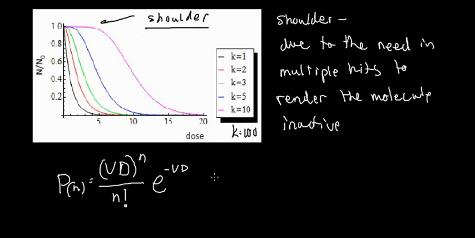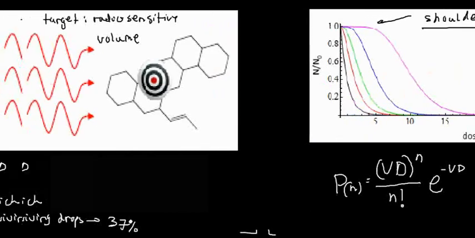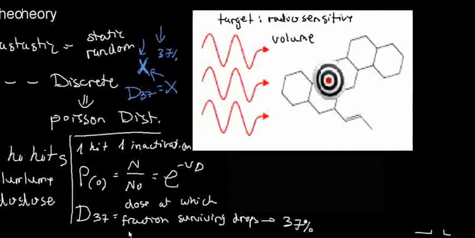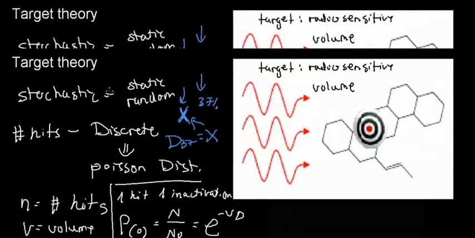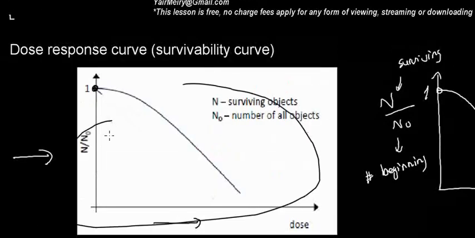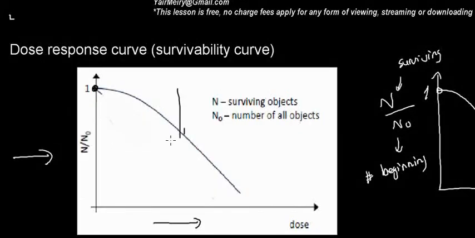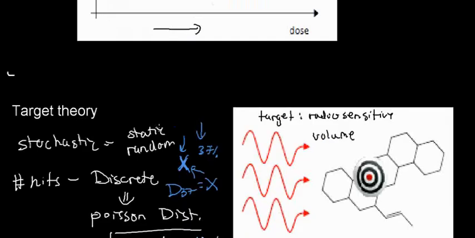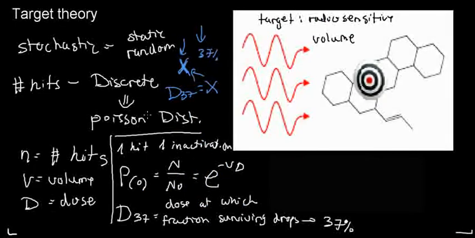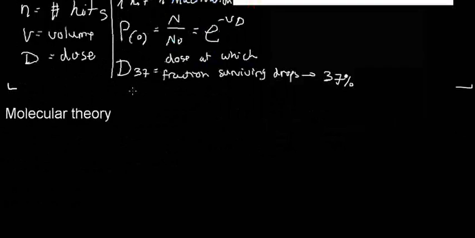Very good. And now there's another theory that said, okay, we realize that there's this graph, the dose response curve, but we don't think this whole thing can be explained with the target theory. We think it is a poor theory. And why is it a poor theory? And this is the molecular theory, which says such a thing.